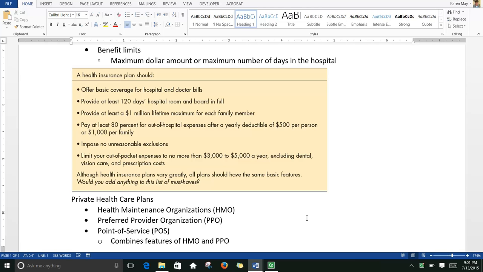It imposes no unreasonable exclusions, limits your out-of-pocket expenses to no more than $3,000 to $5,000 a year, excluding dental, vision care, and prescription costs. Although health insurance plans vary greatly, all plans should have the same basic features.